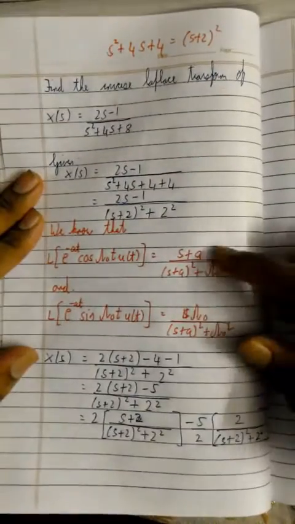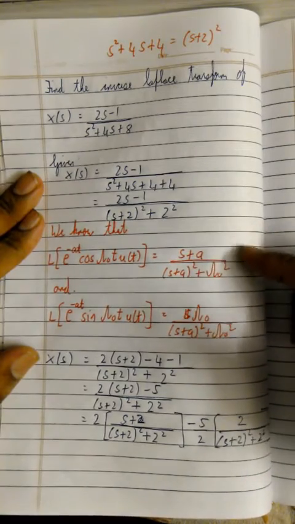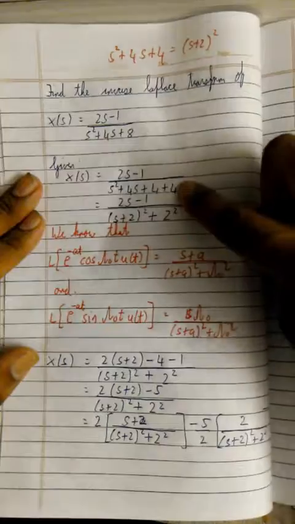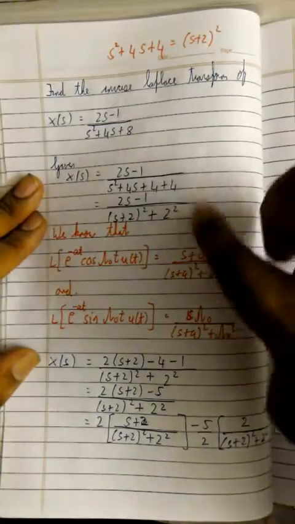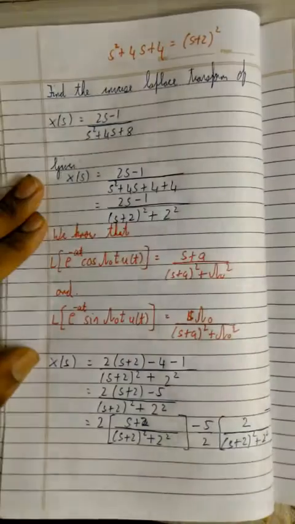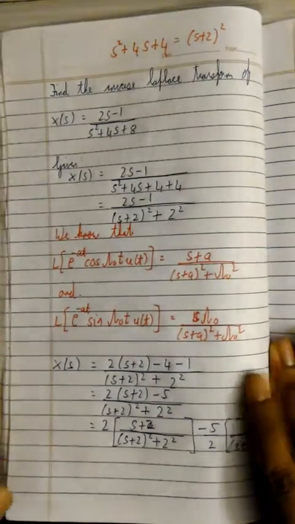So all you need to do is simply remember these two equations. Then you can convert any equation whose denominator you cannot factorize into a factorizable equation by simply applying this technique. So this is how we do the problem.